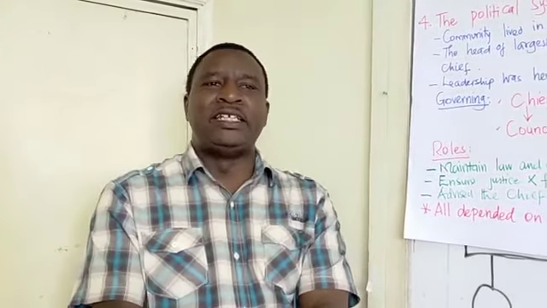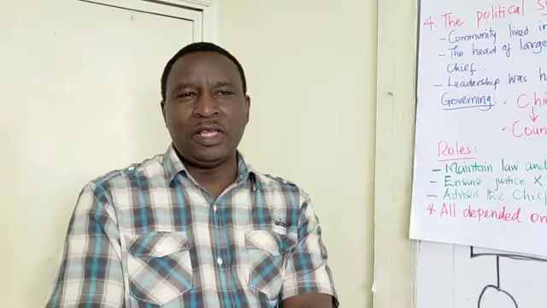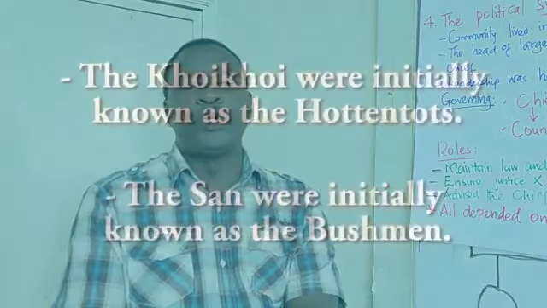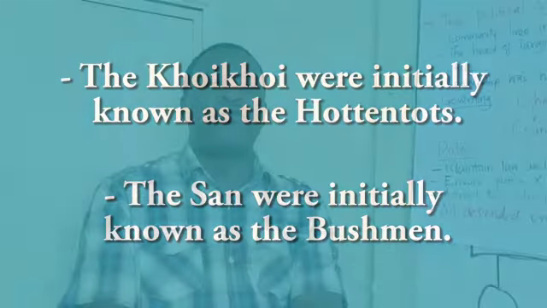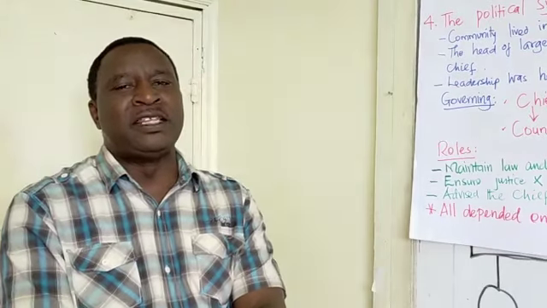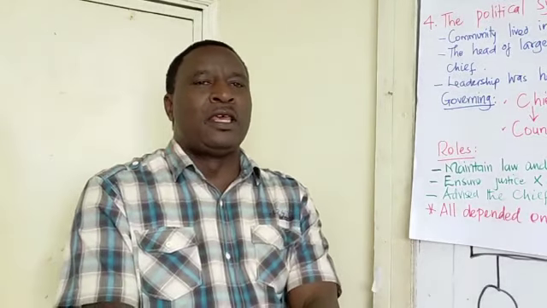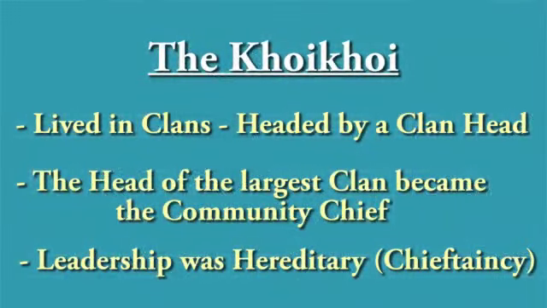The Khoisan are two groups of people, namely the Khoikhoi and the San. Khoikhoi were initially known as the Hottentots, while the San were the Bushmen. These people were found on the southwestern tip of South Africa as being the early inhabitants. Specifically today, we look at the Hottentots or the Khoikhoi, who lived in clans.